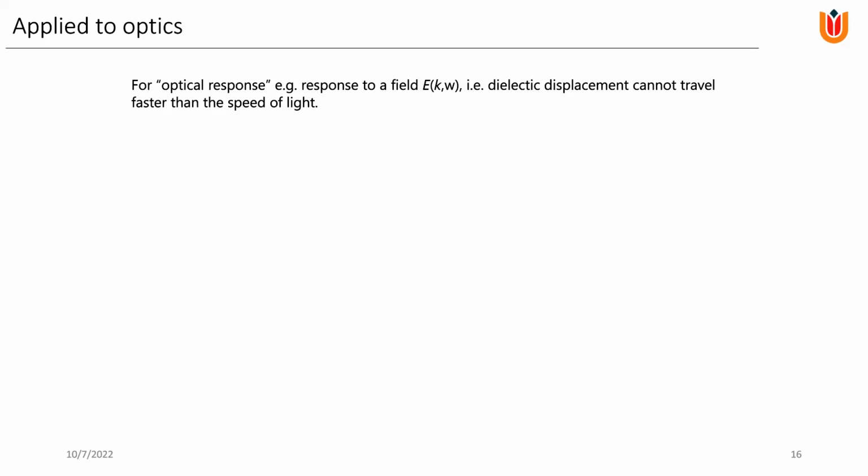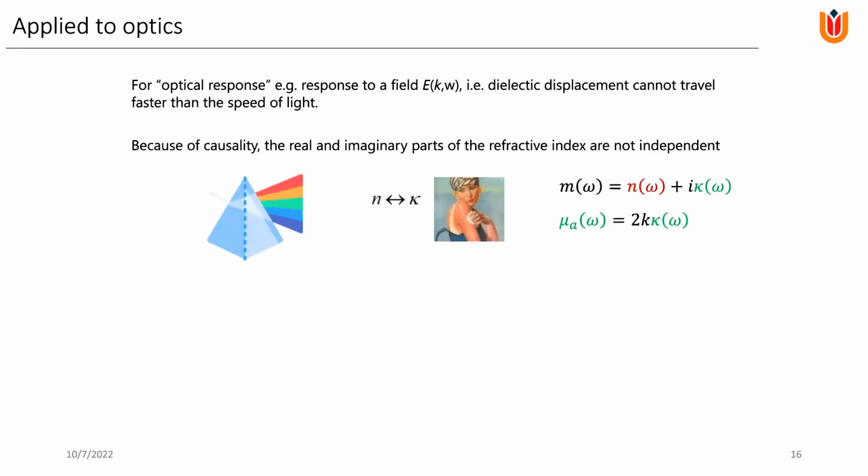Back to causality. An optical response to an electric field as the input, in the material, will be the electric displacement. So we will get the displacement of charges in the material. Causality dictates that this response cannot be faster than the speed of light. And the result, as we'll see again, is that because of causality, the real and imaginary parts of the refractive index are related.